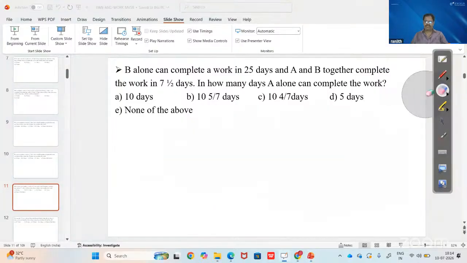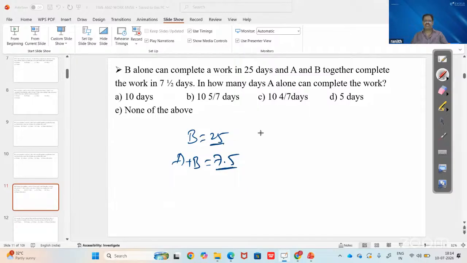Again, here it is given in decimal points. So how to solve by the LCM method? B alone equals 25, A and B together equals 7.5. So one is an integer and the other is a decimal. How to do the LCM here? We'll go with 25. 7.5 can be written as 15 by 2. Now it will be very easy.